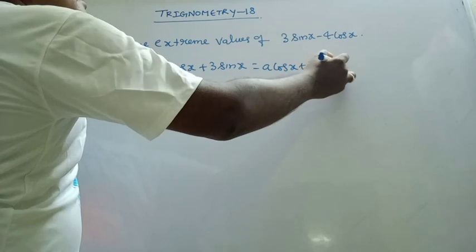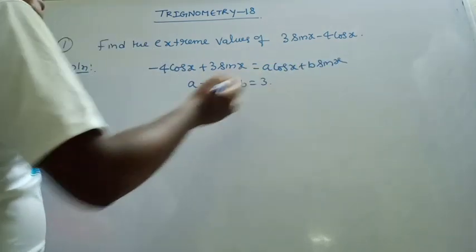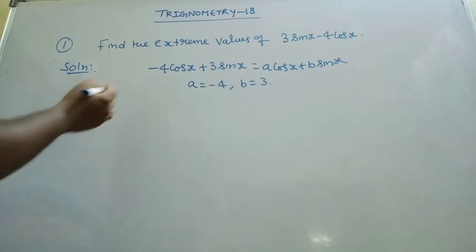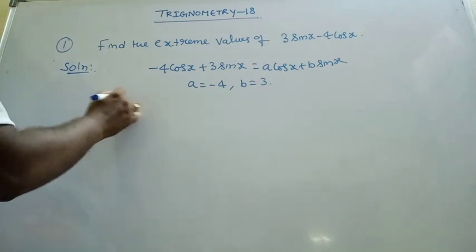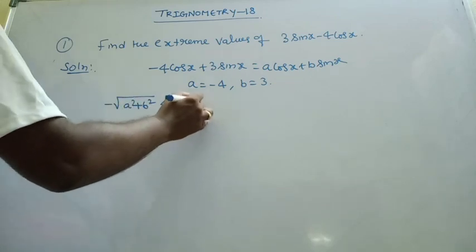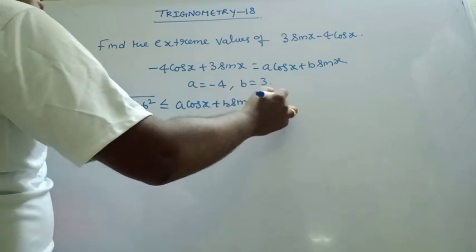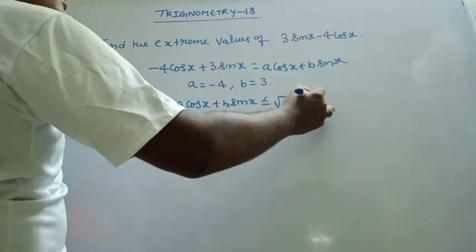a cos x plus b sin x. That means a is equal to minus 4, b is equal to 3. And we know that the minimum and maximum values are, we only just discussed that, minus root over a square plus b square is lesser than or equal to a cos x plus b sin x, right? That is lesser than or equal to root over a square plus b square, like this.